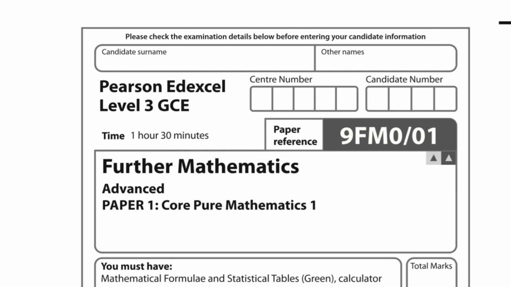This is the Edexcel A-Level Further Maths Paper 1 from the 2021 series, and this paper covers the core pure content.